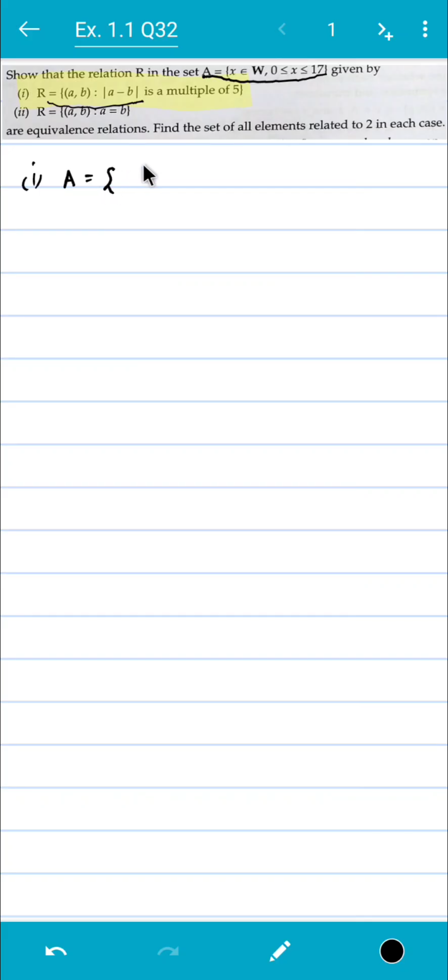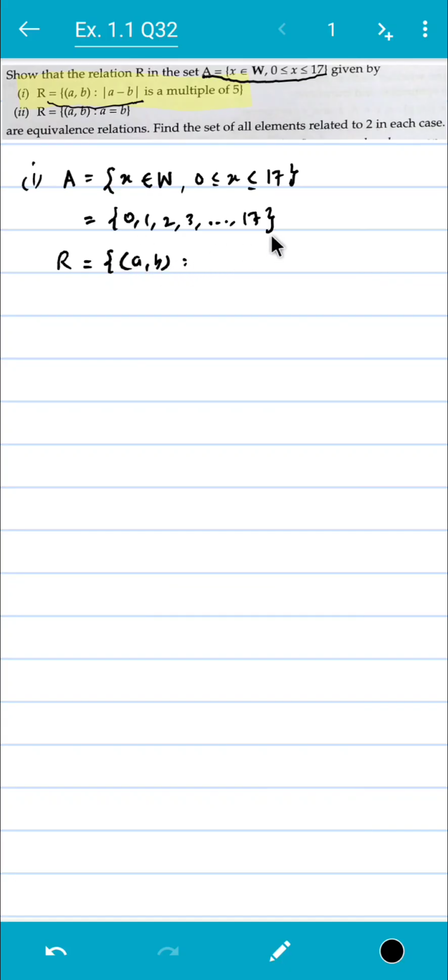So A equals x belongs to W, the set of whole numbers, such that x is greater than or equal to 0 and less than or equal to 17. This means A is equal to 0, 1, 2, 3 and up to 17. So that's A. Then we write the value of R. R is equal to (a, b) such that the modulus of a minus b is a multiple of 5. Okay, so in this set R, what kind of elements would be there?